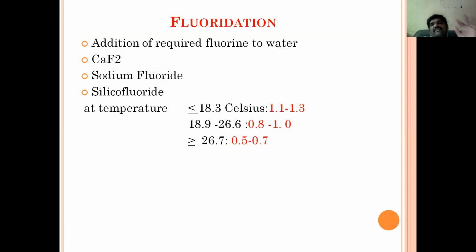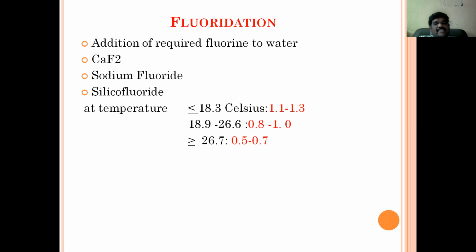In the first case, we have seen fluoridation, the addition of the required fluoride concentration to the water. How can we add this fluoride? Simply in the form of CaF2, sodium fluoride, and silica fluoride. How much can we add? Based on the temperature, we adjust the fluoride concentration. If the temperature is 18.3 degrees Celsius, 1.2 to 1.3 ppm. If the temperature is above 18.3, up to 26.7, the range is 0.8 to 1.0.